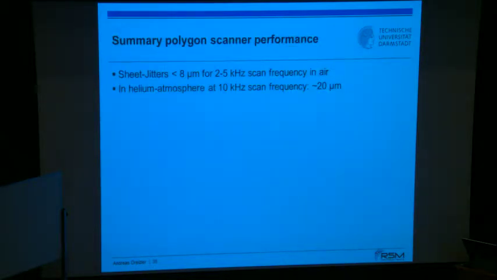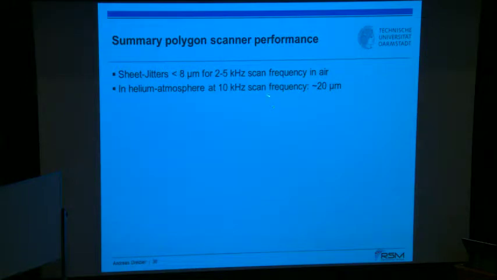So if I sum up these performances, the jitter in low speed scanning was better than 8 microns. It was only slightly increased compared to the natural jitter. That was operated in air.